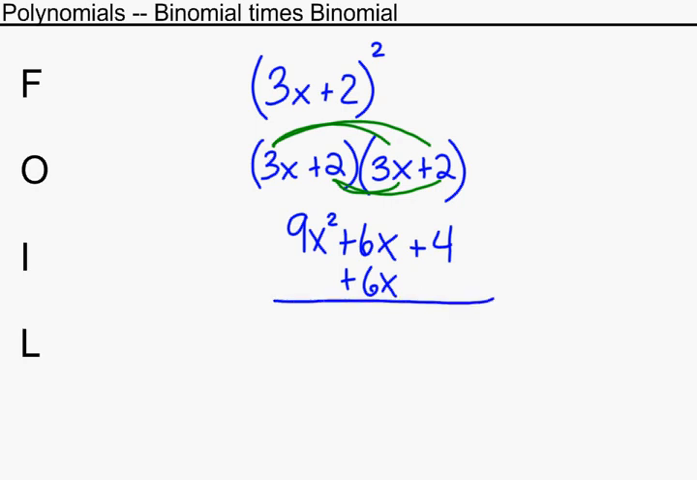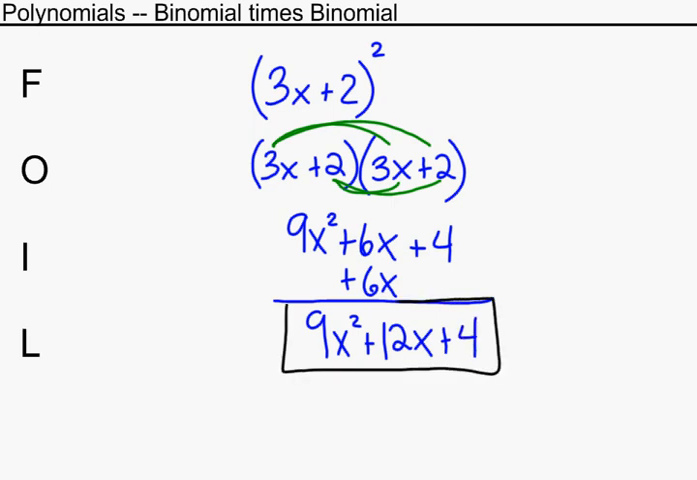So if I add everything straight down, my answer is 9x squared. Now be careful, some people want to cancel out the 6's, but I'm adding, and they're both positive. So I get plus 12x plus 4. So again, when I FOIL out these binomials, I get a quadratic trinomial as my answer. So again, when I multiply binomial times binomial, you can think of it as FOIL, first, outer, inner, last, or just distribution that has to happen twice.